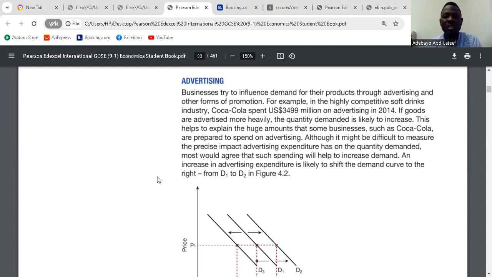This helps to explain the huge amounts that some businesses, such as Coca-Cola, are prepared to spend on advertising, although it might be difficult to measure the precise impact advertising expenditure has on the quantity demanded. Most would agree that such spending will help to increase demand. An increase in advertising expenditure is likely to shift the demand curve to the right from D1 to D2.